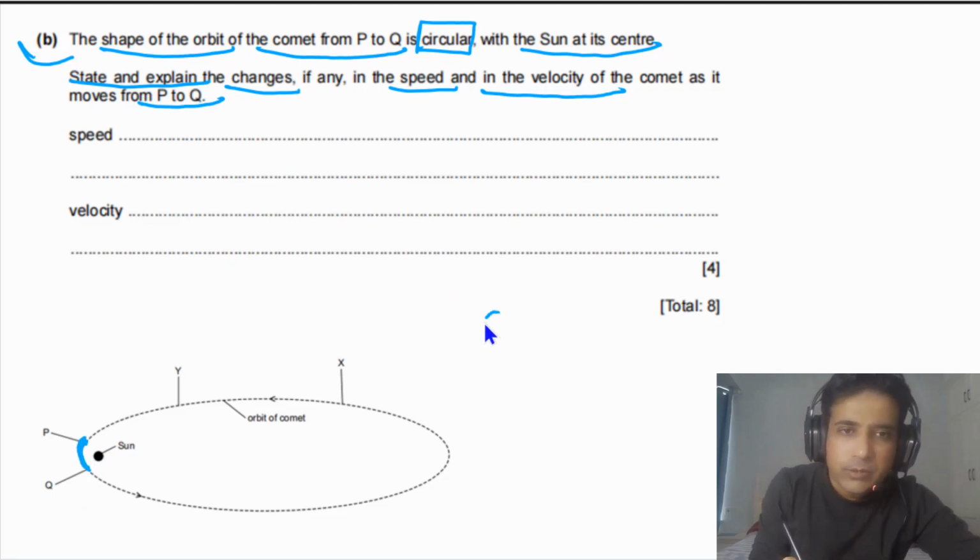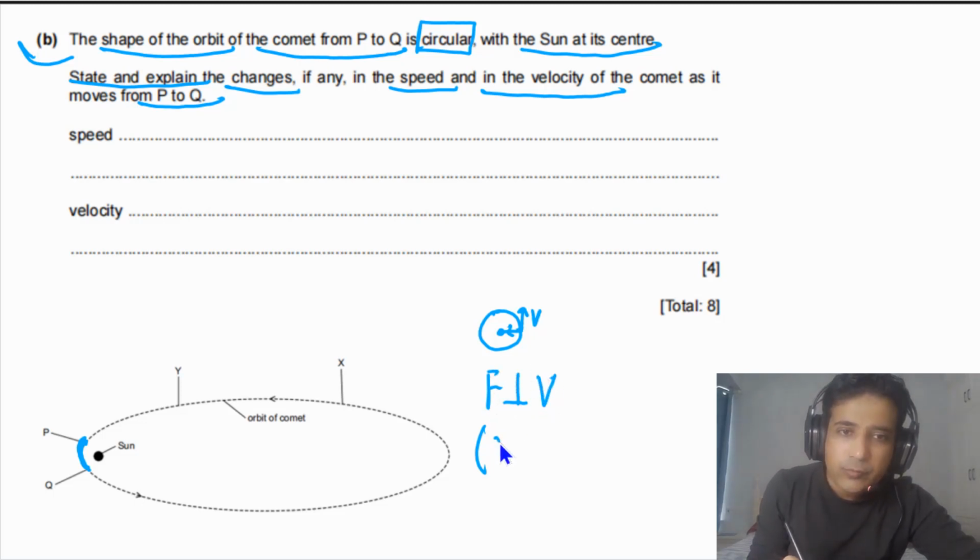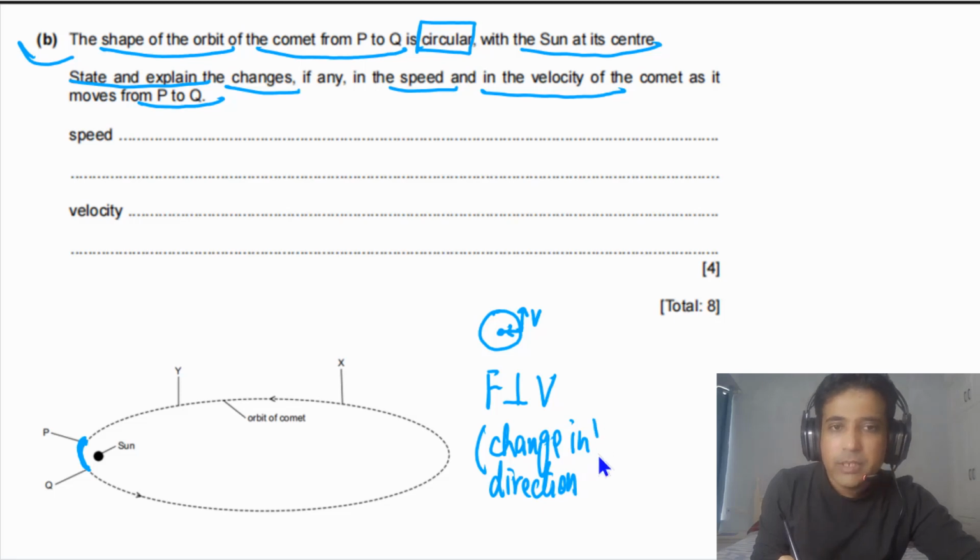If this orbit is circular, it simply means that the angle between force, so this is the centripetal force and this is the gravitational force, and velocity, so this is the velocity of the comet, the angle between force and velocity is 90 degrees. So it means that in this case, the work done by gravitational force will be 0. As work done by gravitational force is equal to 0, this force will only change direction. So the gravitational force will only change direction.